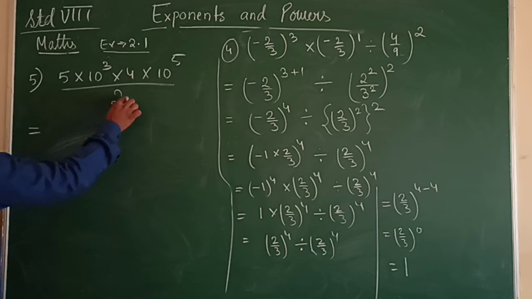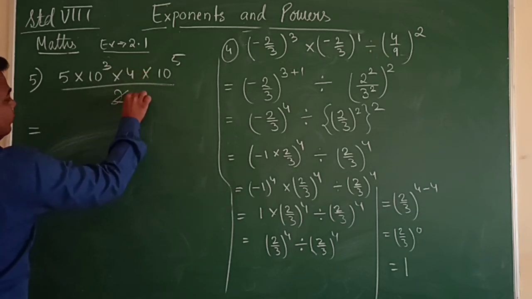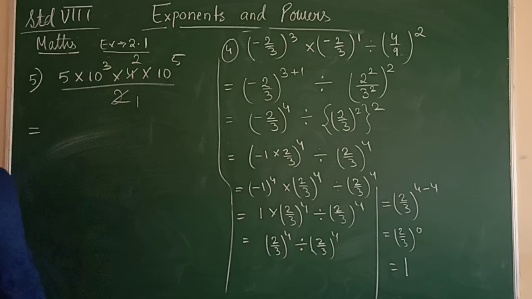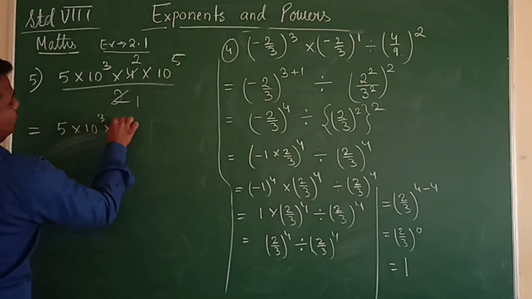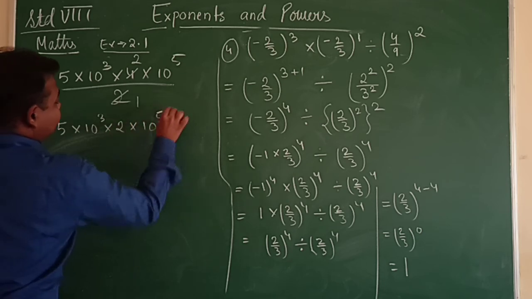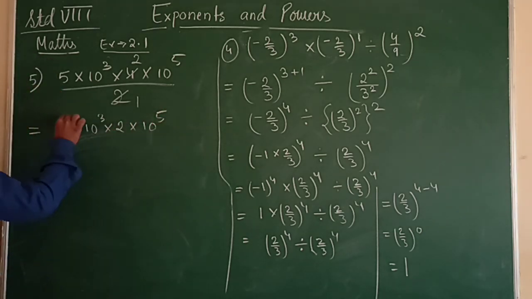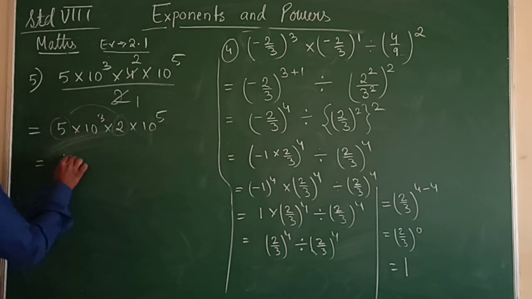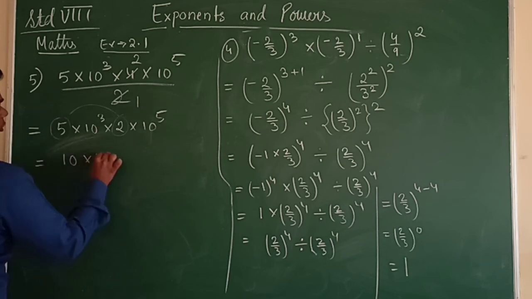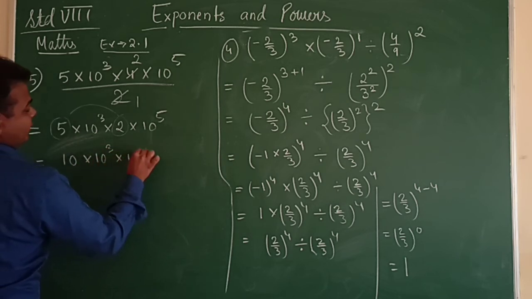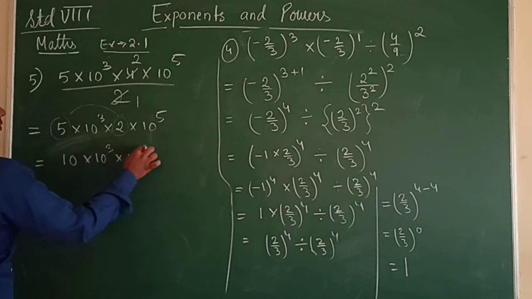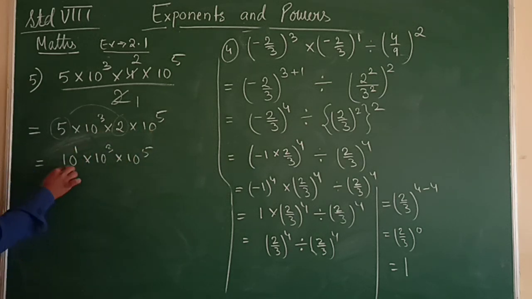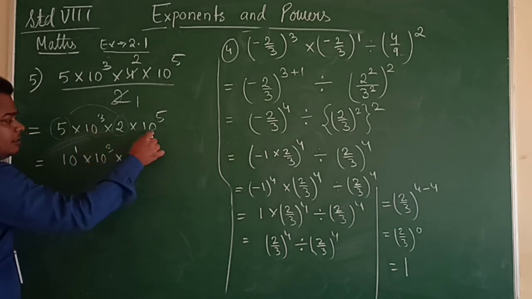You can see here 2 and 4. This you can cancel: 2 multiplied by 1, 2 multiplied by 2. Now this 5 and this 2 multiply, what do you get? You get 10, and this is multiplied with 10 to the power 3, 10 to the power 5. This is written as it is and this is written as it is. Now this 10 means 10 to the power 1, this is 10 to the power 3 and this is 10 to the power 5.